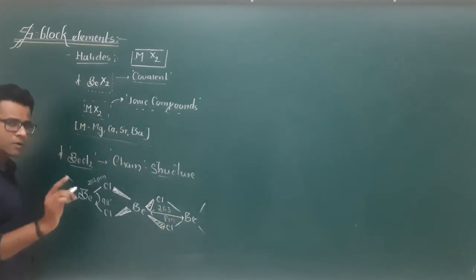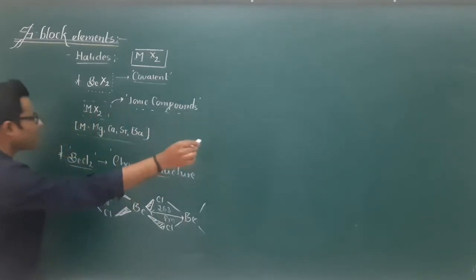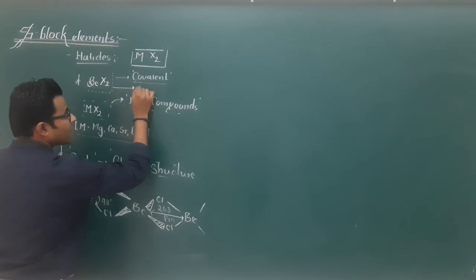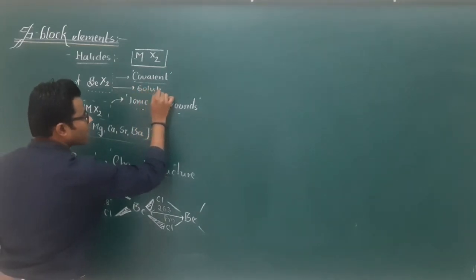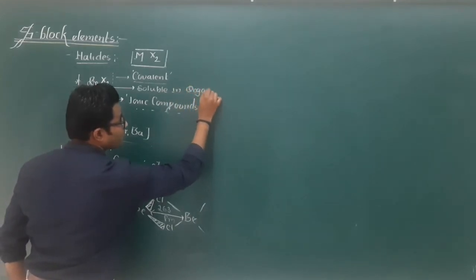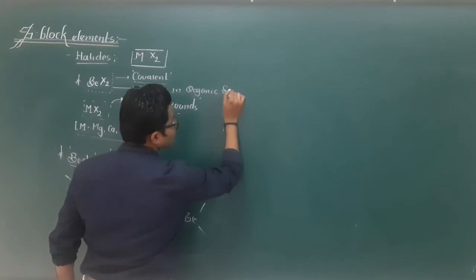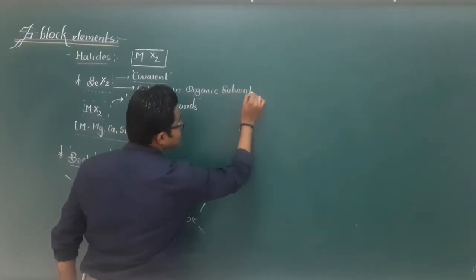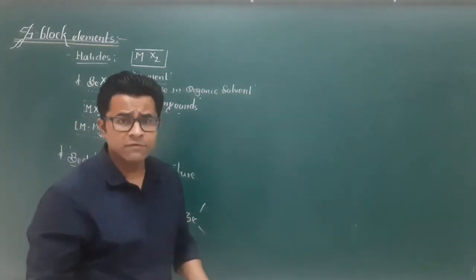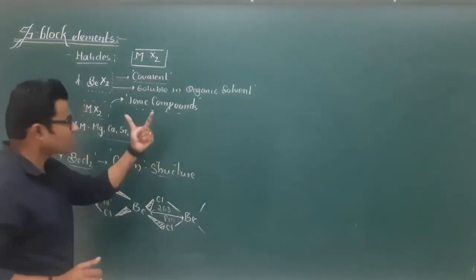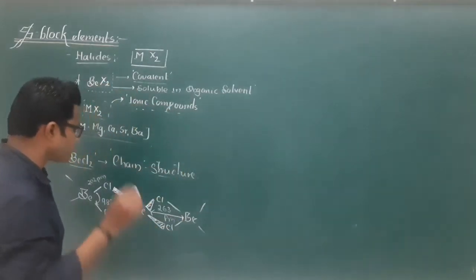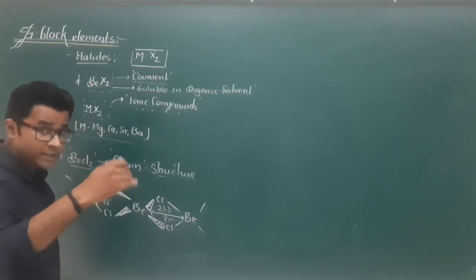One more thing about these beryllium halides is that they are soluble in organic solvents, such as benzene, carbon tetrachloride, and carbon disulfide. So these are the kinds of solvents wherein BeX2 is soluble. Now, going forward with the next one.